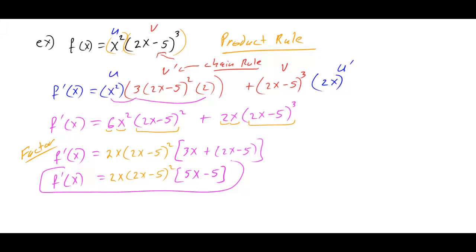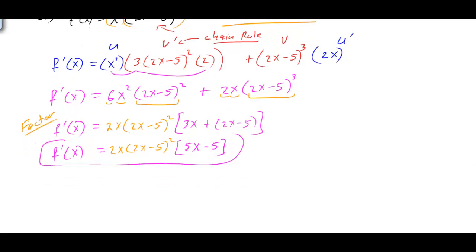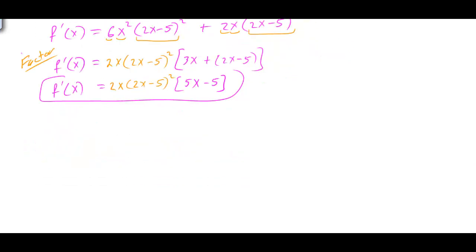Now, of course, there are some other things you could do here if you wanted to. At this point, as an option, just to point this out, we could take the 2x and distribute the 2x to the 5x - 5, and we would get 10x² - 10x. And then, of course, all of that would still be multiplied by the (2x - 5)².